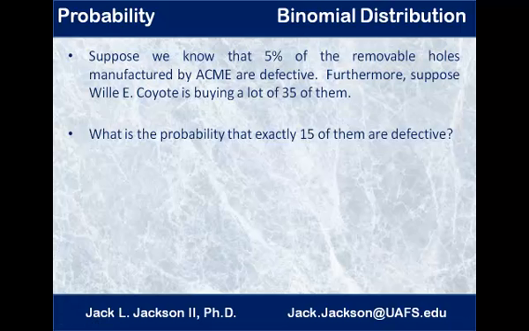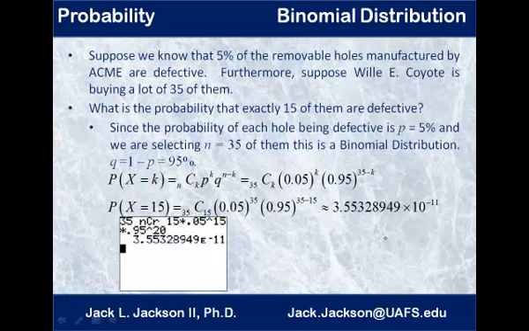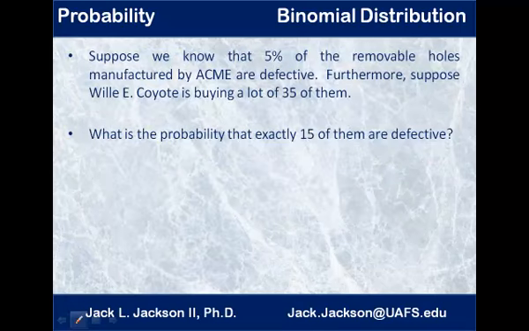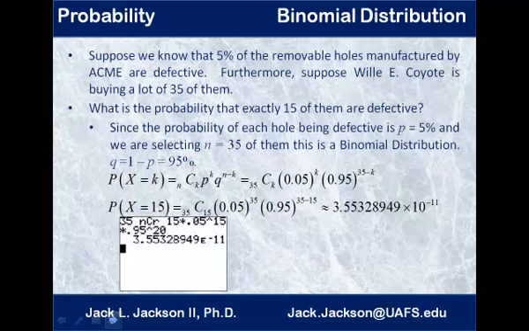What's the probability of getting exactly 15 of them defective? Exactly 15 are defective. What's the probability? Well, this is a binomial distribution. We've got 35 of them we're choosing from. That's n. The probability of a success, which is a bad hole, is 5% or 0.05 for each one. And we're trying to find the probability that x equals 15. So in general, the probability that x equals k is n choose k times p to the k times q to the n minus k.